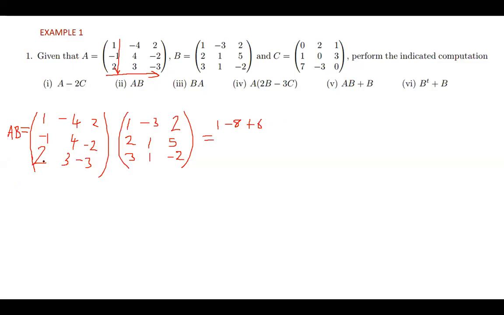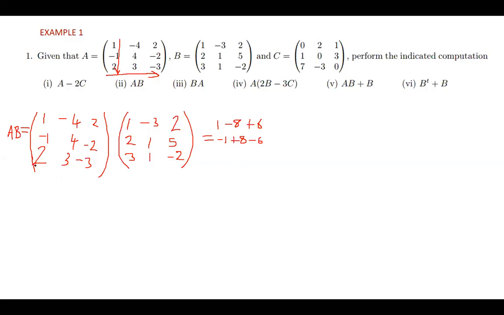So I move to the next row. When I move to the second row here, it means that the number that I'm going to find is going to be on the second row. So negative 1 times 1, I'm getting negative 1. And then 4 times 2, I'm getting 8. And then negative 2 times 3, I'm getting negative 6.